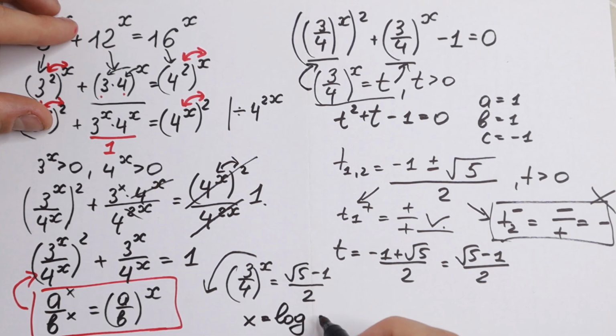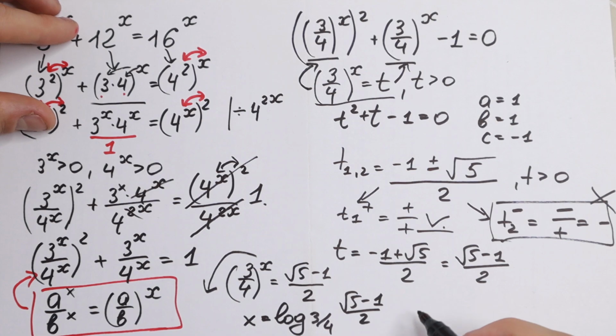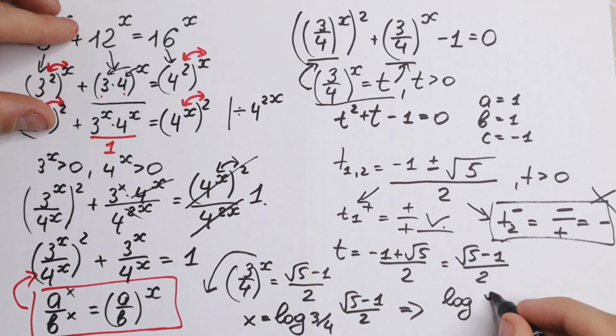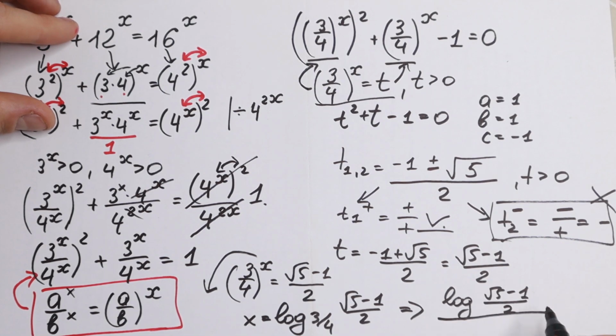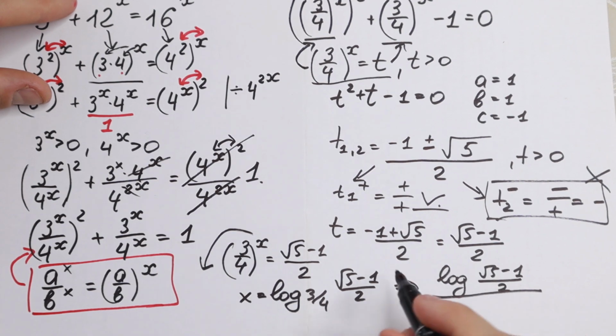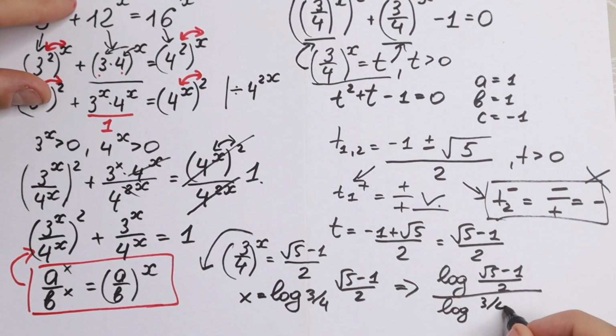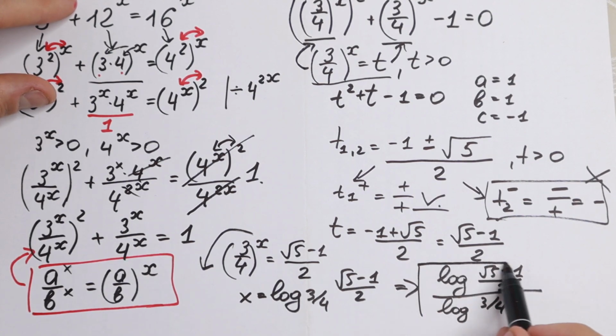log base 3 over 4 of this expression, square root of 5 minus 1 divided by 2. Or we can rewrite this in another way: log of square root of 5 minus 1 divided by 2, all over log of 3 over 4, and this will be our answer.